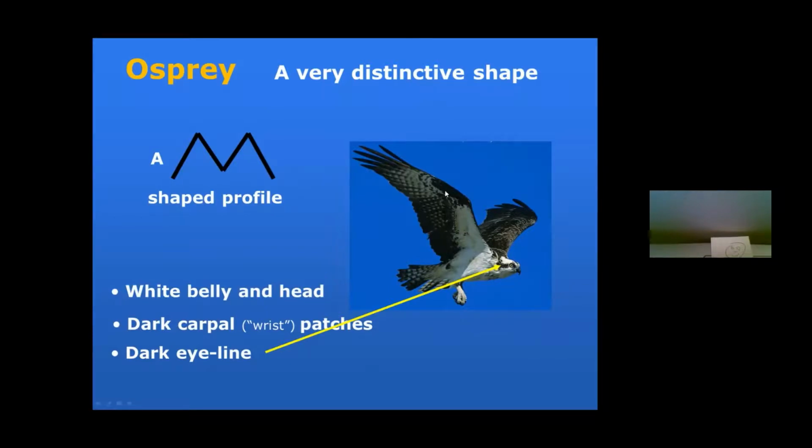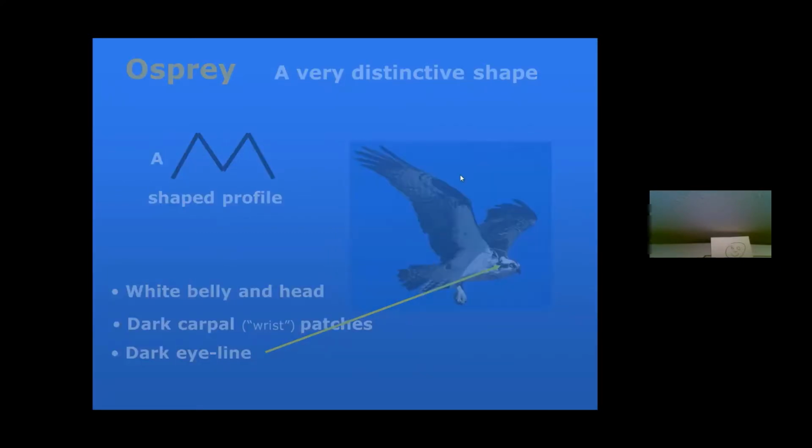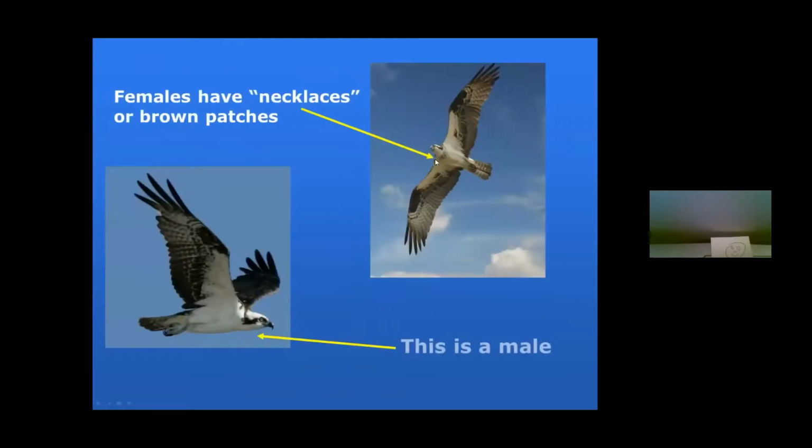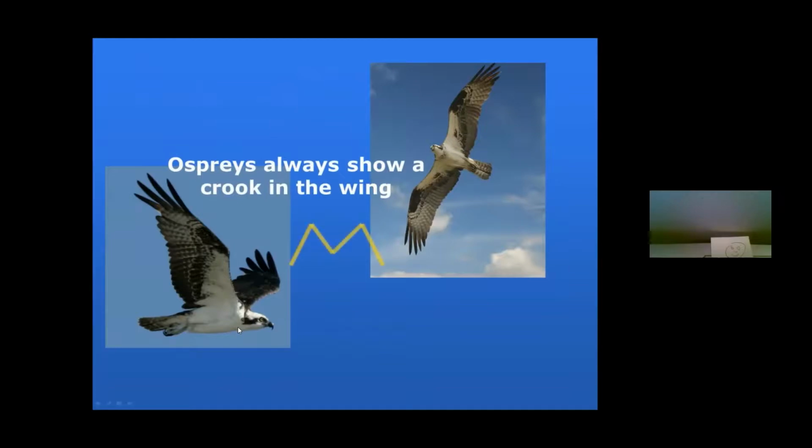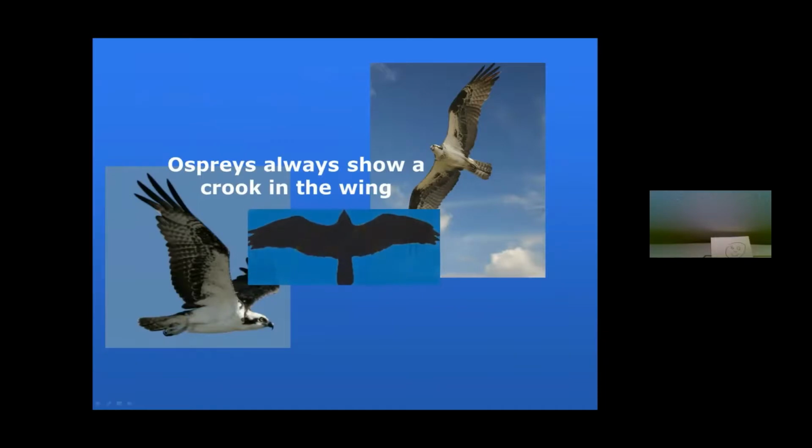Dark, this is the carpal patches on the wrist. Very distinctive. Obviously, if you're close enough, you'll see the dark eye line in flight. Females, if you're lucky enough to see them close enough, will show a little dark smudging. It can be brownish smudging. Females will have that. Males will typically be almost washed out or have no necklace, as we call it, at all. If you want to sex your ospreys.